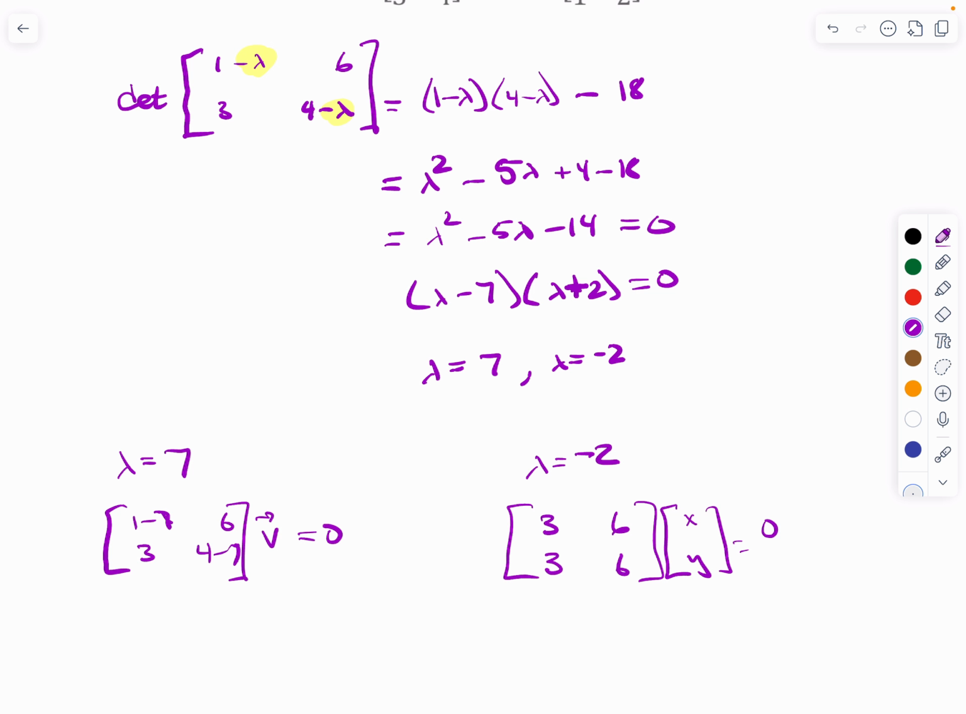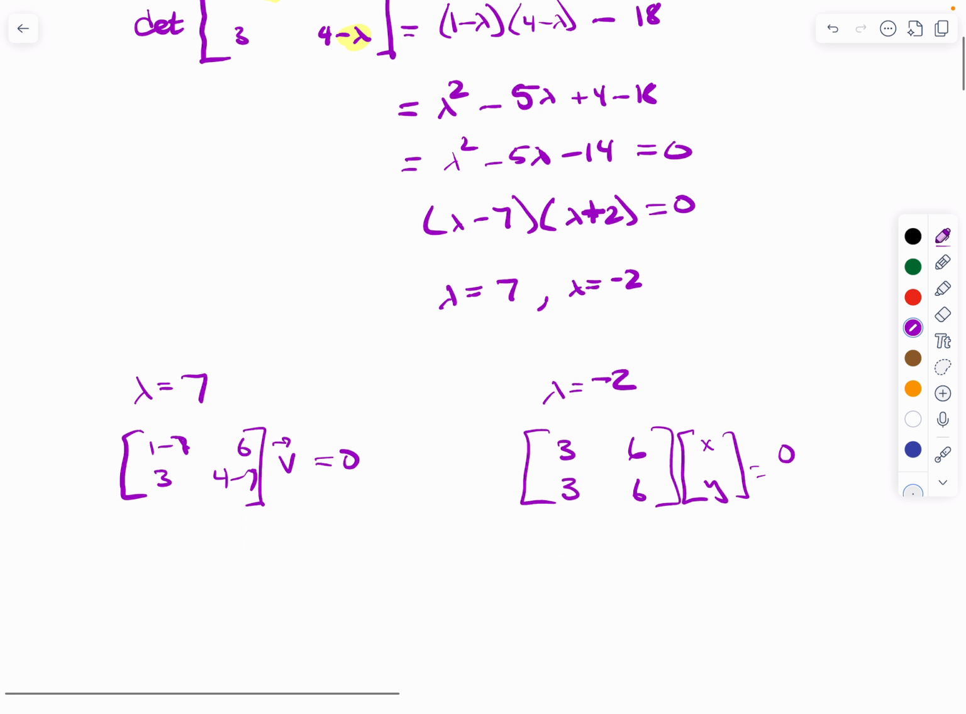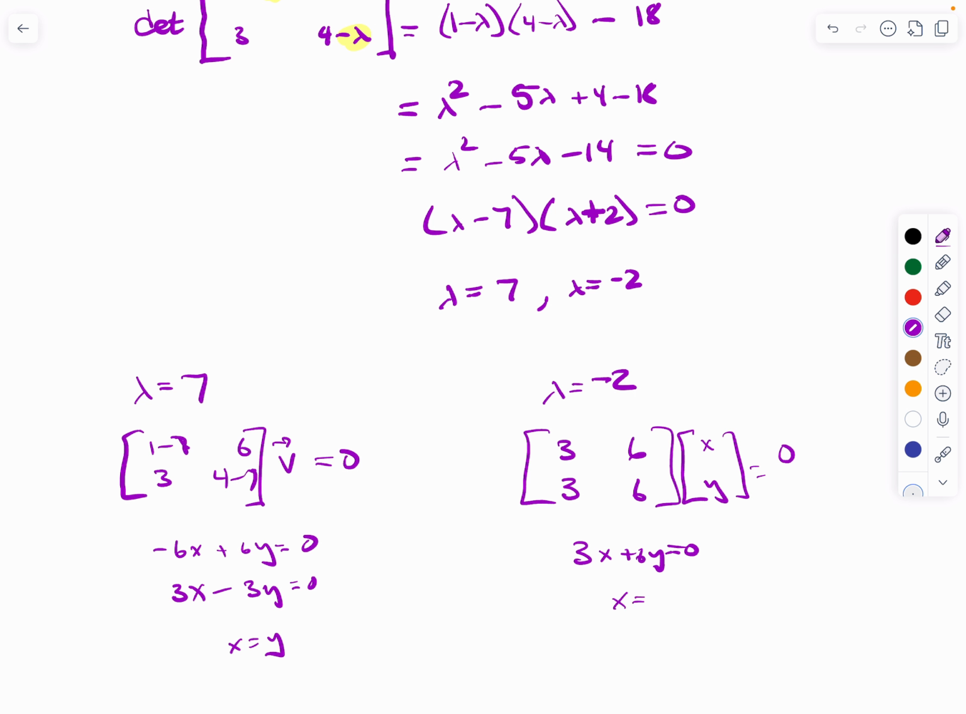So what we're going to be left with on the left, I believe I have negative 6x. We'll just call this vector x, y. Plus 6y is equal to 0. Then 3x minus 3y equals 0. Those are the two equations. Essentially, x equals y here. For the other case, you're going to have 3x plus 6y equals 0 for both equations. And so in this case, x is equal to negative 2y when you solve this.